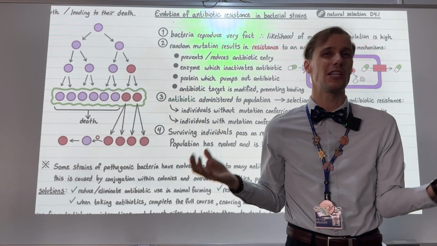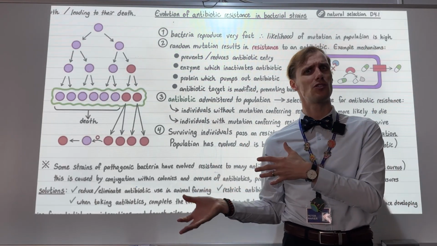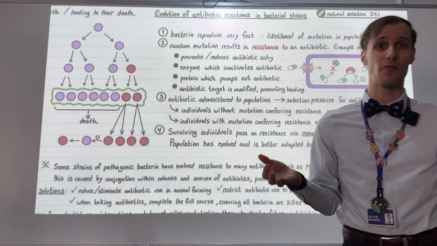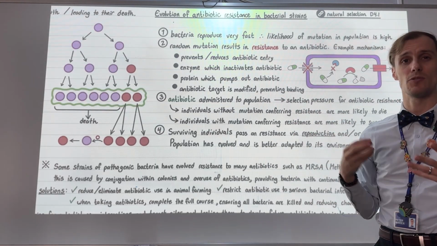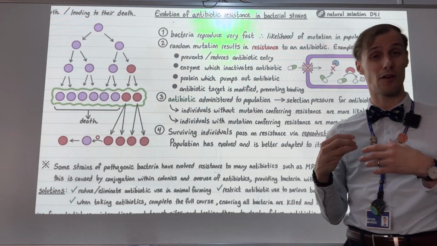Now, what could that actually look like? How does a mutation cause a bacterium to be resistant to an antibiotic? Well, there's a number of ways that this can happen. These are all examples of mutations that we've already experienced. So what are some examples of some mutations that have conferred resistance?